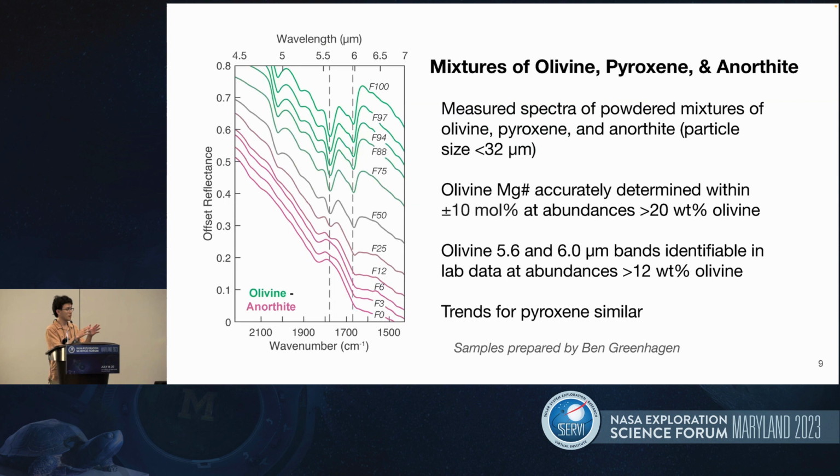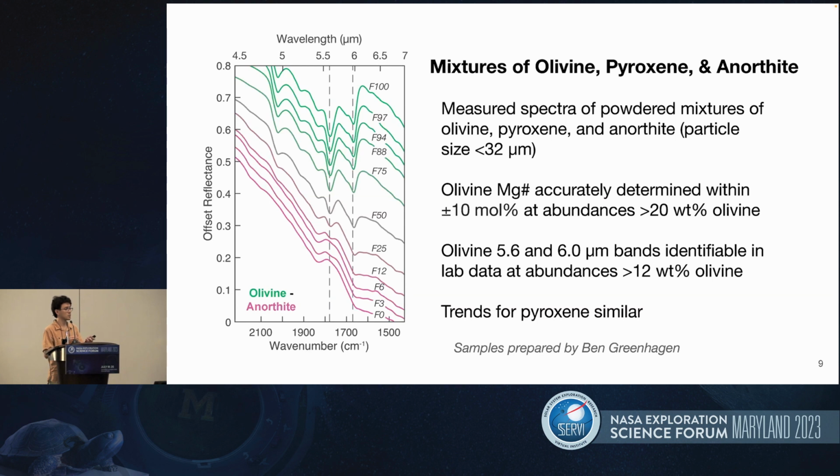So the first step that we took was to investigate these trends in particulate mineral mixtures. We looked at mixtures of olivine, pyroxene, and anorthite. I've shown only the results for the olivine and anorthite mixtures here. And what we find when we look at these series of mixtures of olivine in green on top and anorthite in magenta on the bottom is that we're able to determine olivine Mg number within plus or minus 10 mole percent at abundances greater than 20 weight percent olivine.